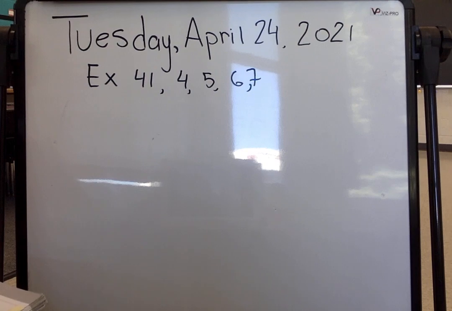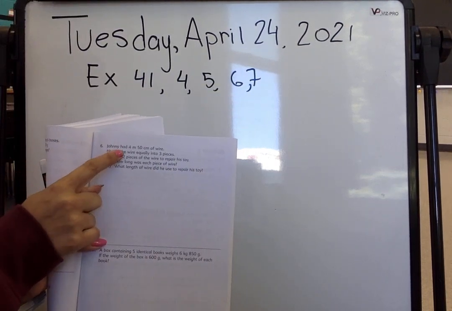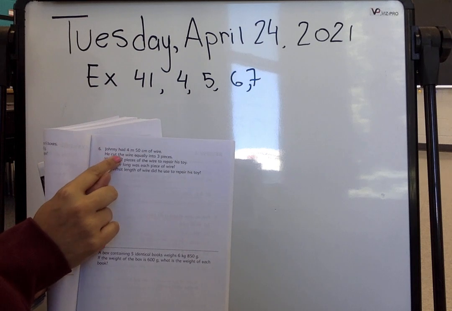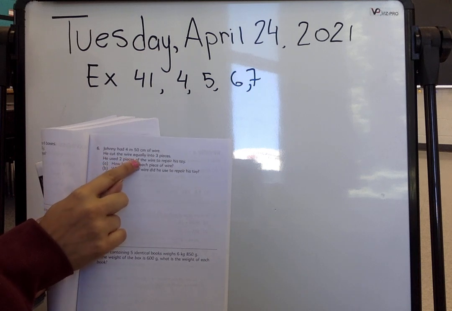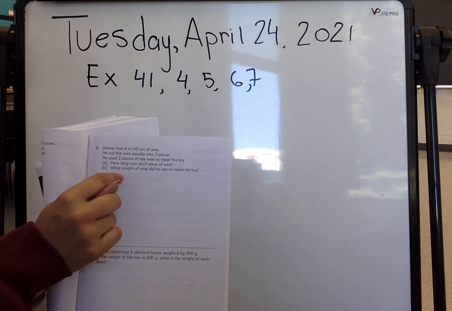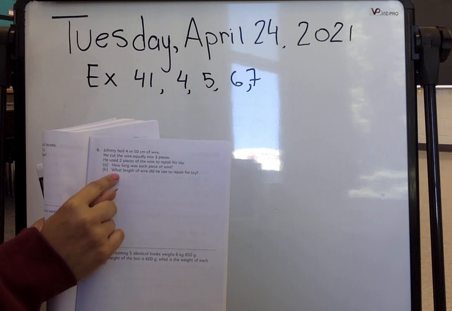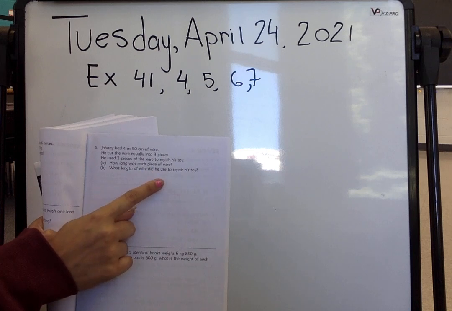Question 6 is going to be 2 parts because we have part A and part B. Johnny had 4 meters and 50 centimeters of wire. He cut the wire equally into 3 pieces. He used 2 pieces of the wire to repair his toy. How long was each piece of wire? And part B is, what length of wire did he use to repair his toy?